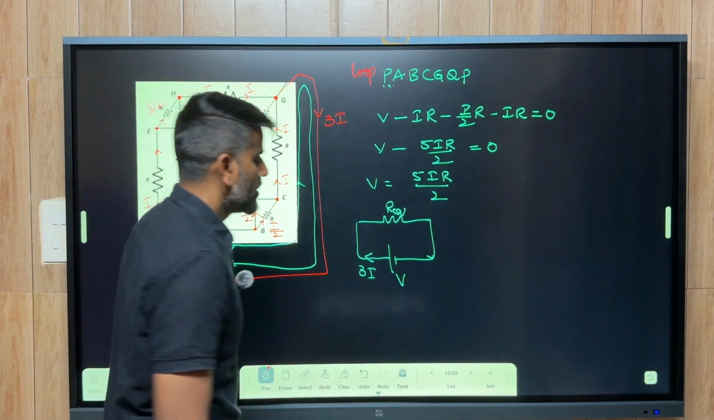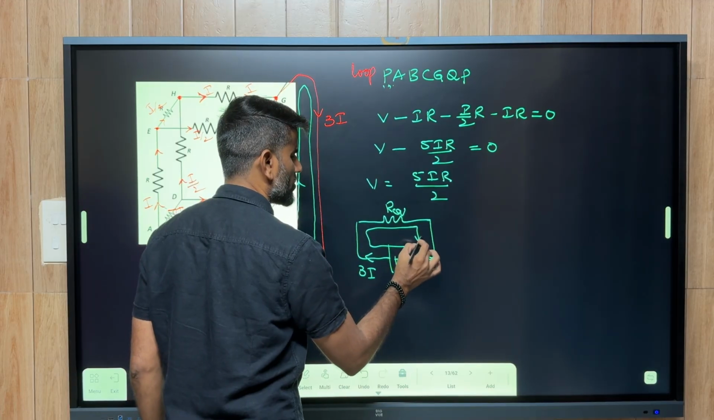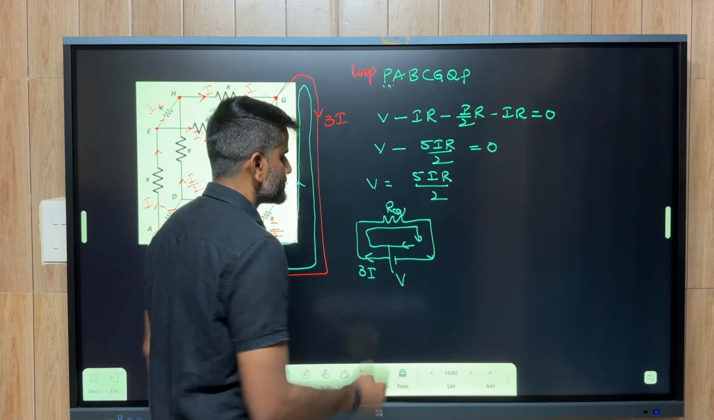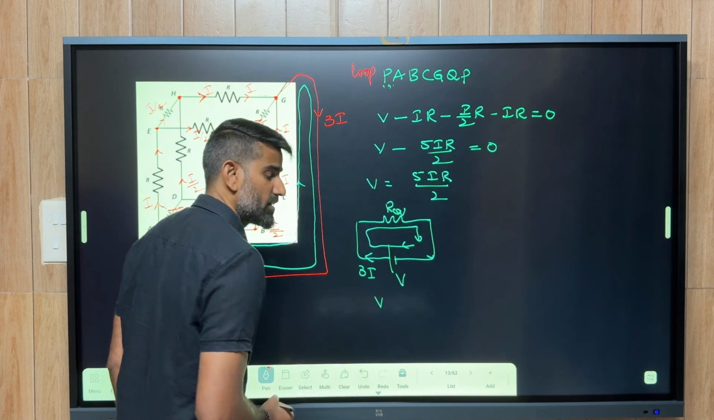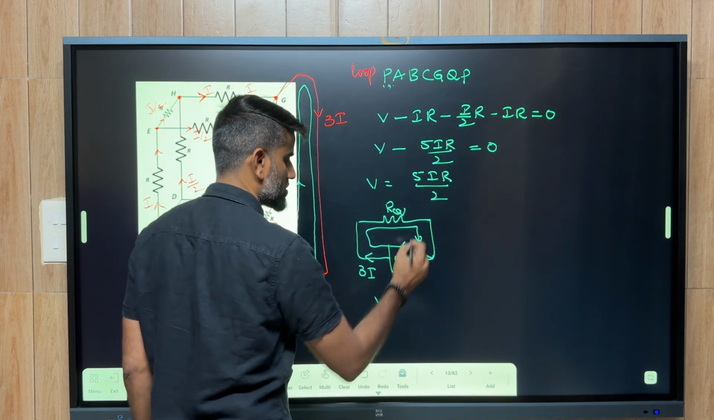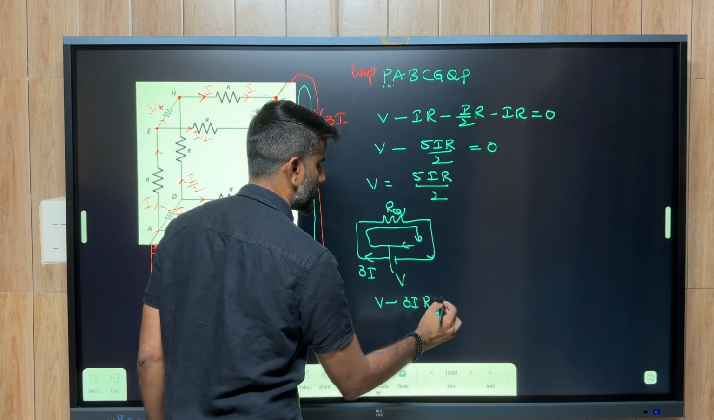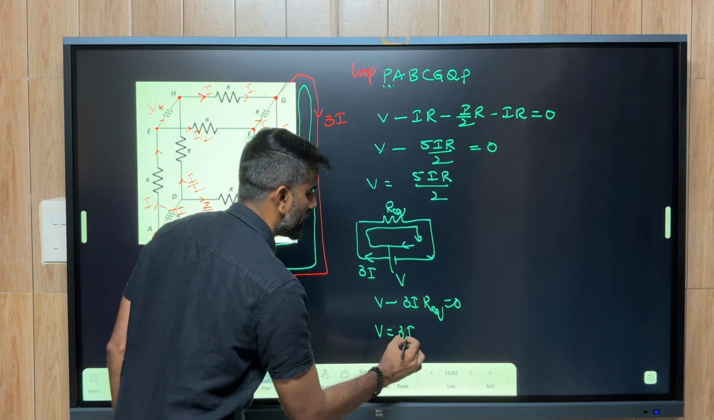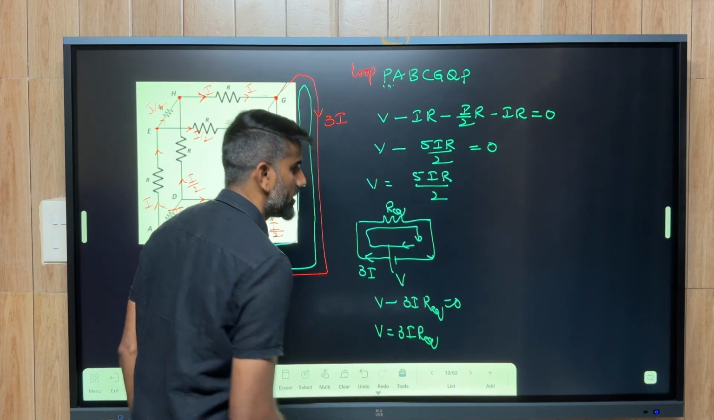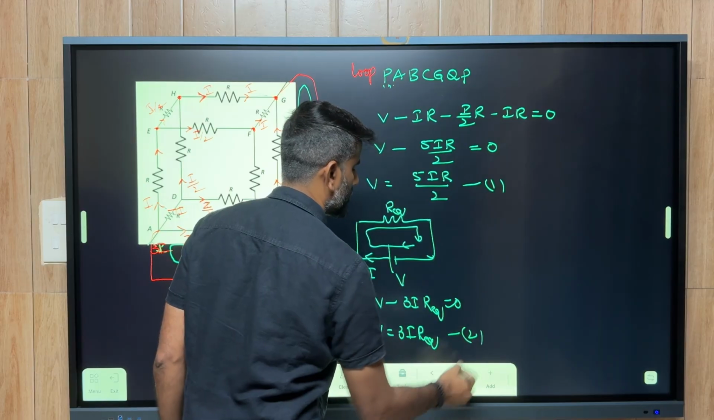If I use the loop law again, or simply Ohm's law, the potential is rising so positive, and here there is a potential drop, so minus current times equivalent resistance is equal to 0. That means V is equal to 3I R equivalent. This is equation number 1, and this is equation number 2.